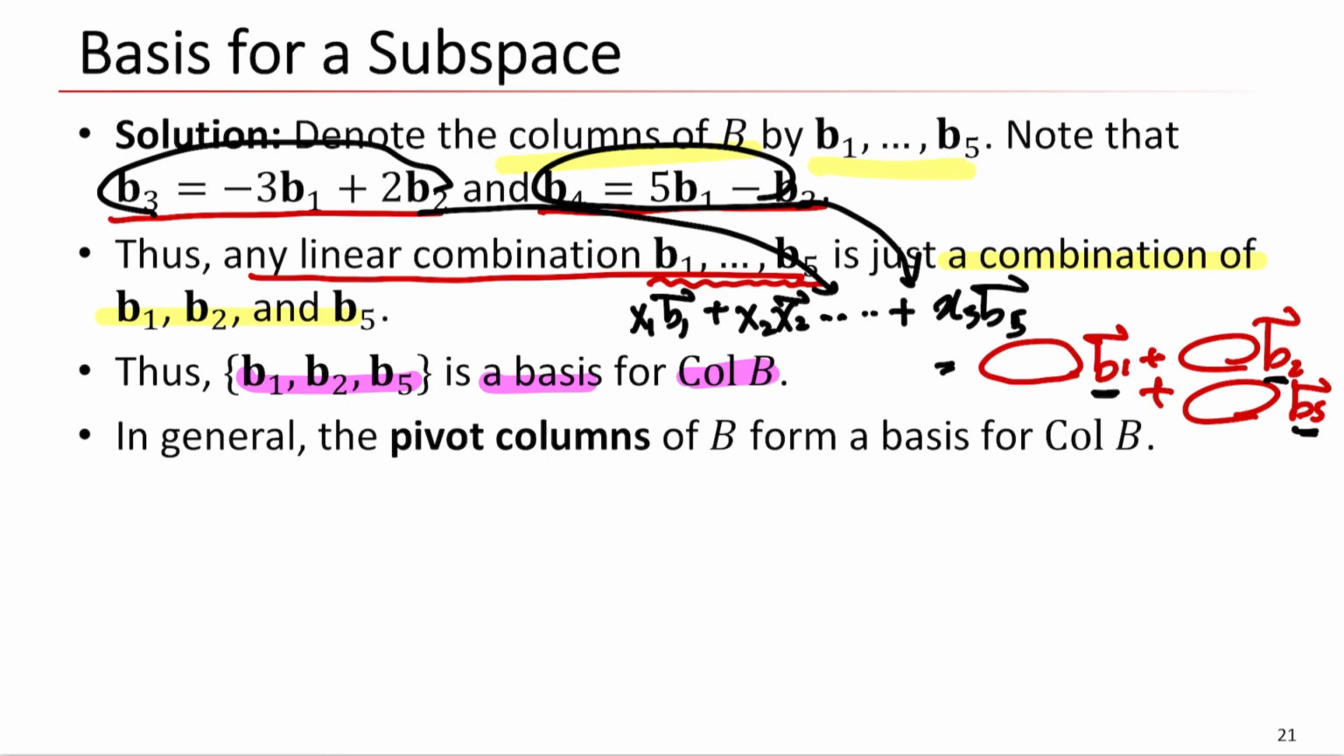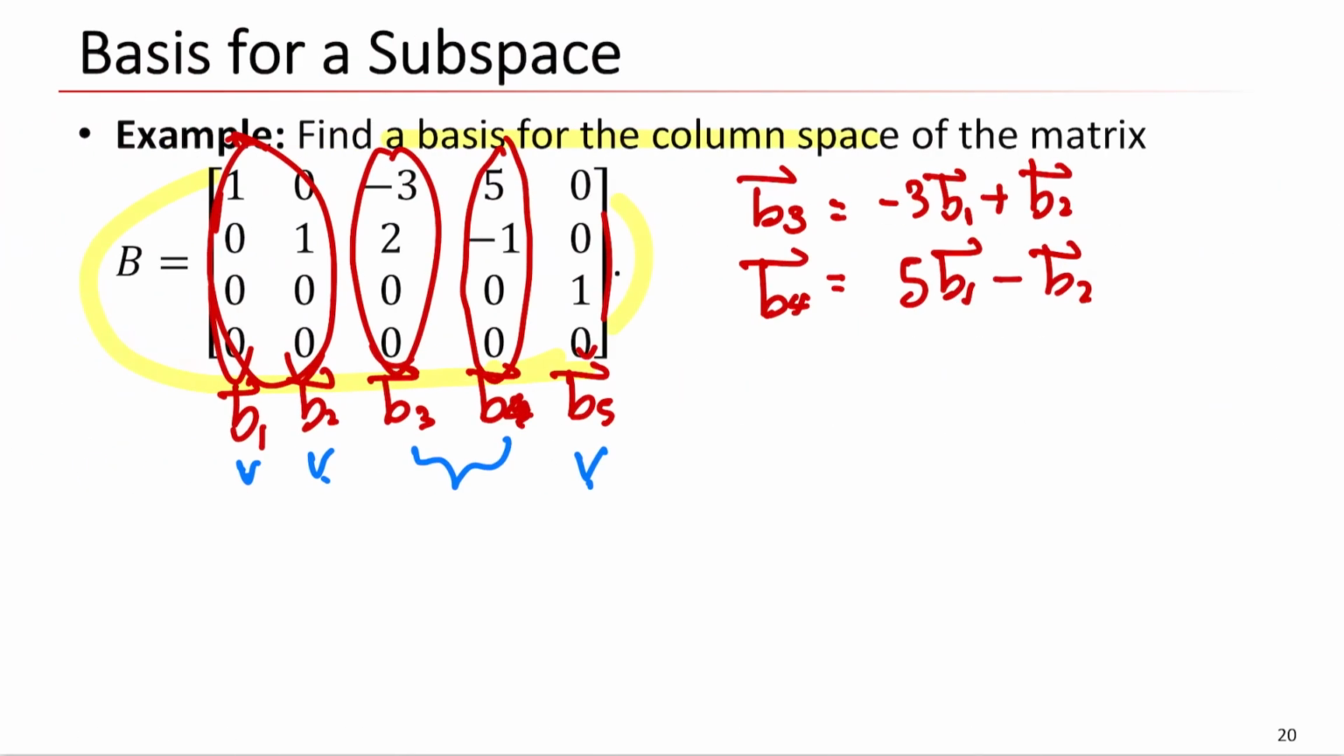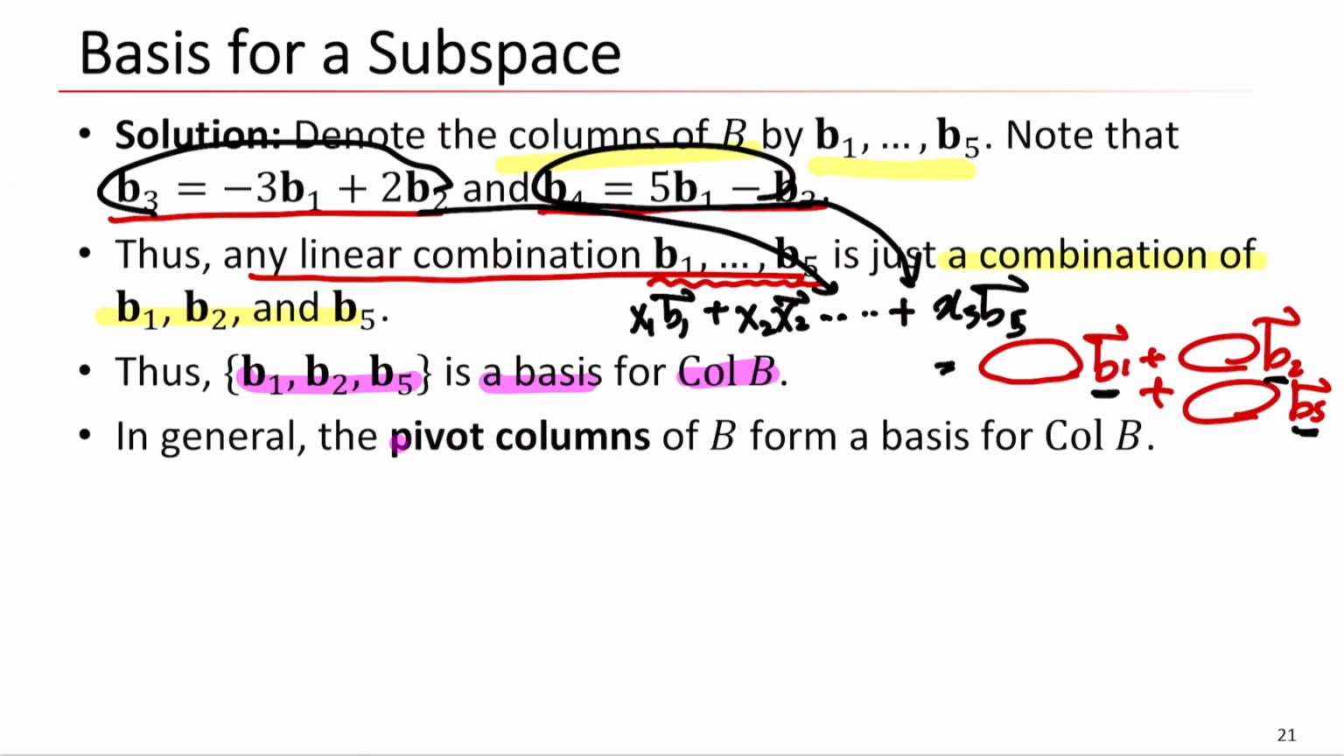Okay? Okay, so in general, this was the pivot position, right? Pivot column, right? So the pivot columns of matrix B form a basis for the column space of B. Okay, this is a really important theorem. So, important finding: if we find out where the pivot columns are, then we can determine that the basis for the column space of B is just the pivot columns.